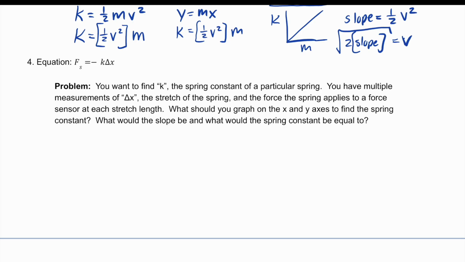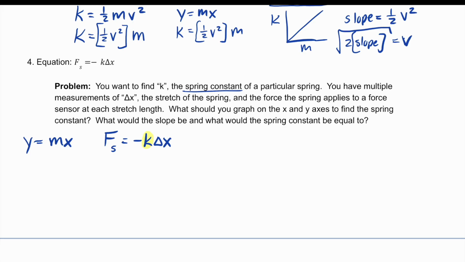All right, let's take a look at the fourth one. The equation that models the situation is the spring force equation, which we call Hooke's law. All right, so I'm going to write it out. And what is the constant that I want to find in this experiment? We want to find the spring constant k. So that is going to be the constant. So we're going to change this equation into the format of y equals mx, putting one of the variables on the y-axis and one on the x.